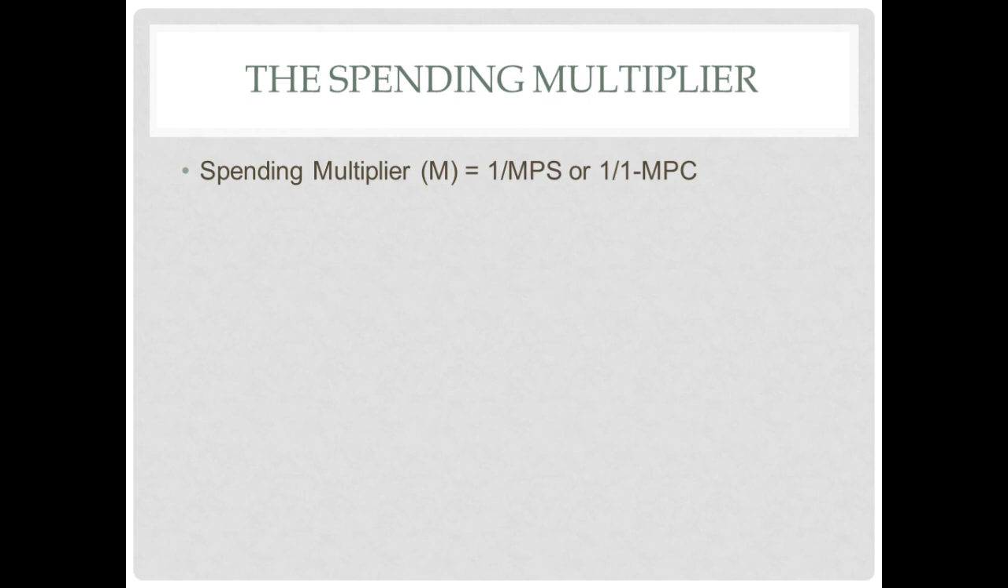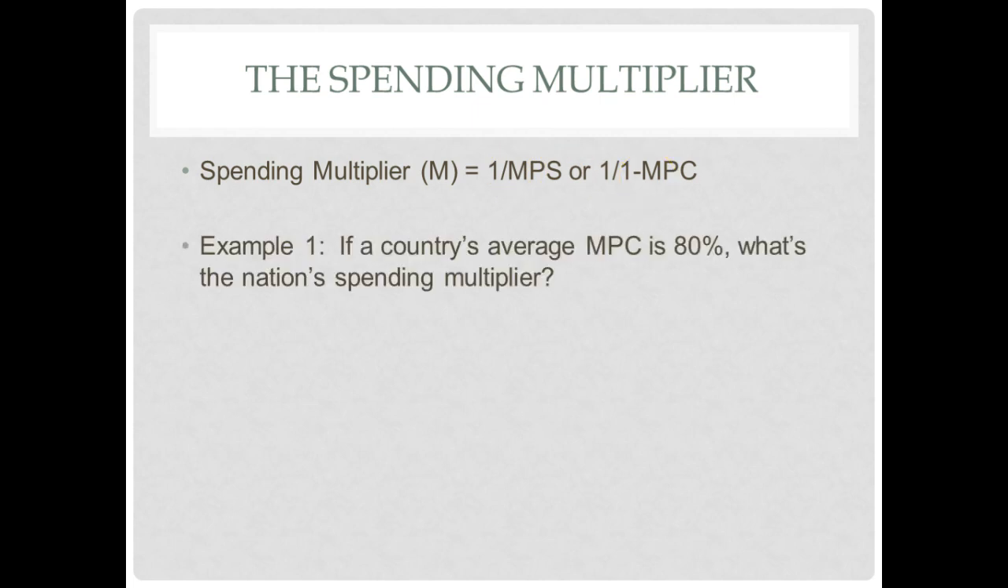But by the way, it can also be represented as 1 over 1 minus the MPC, because remember, the MPC plus the MPS always adds up to 1. So whichever formula is more convenient, both will work.